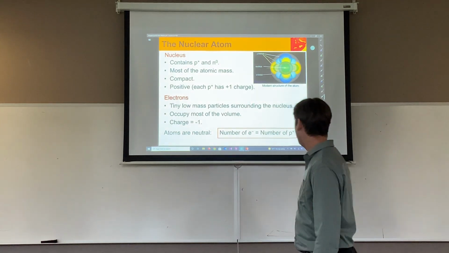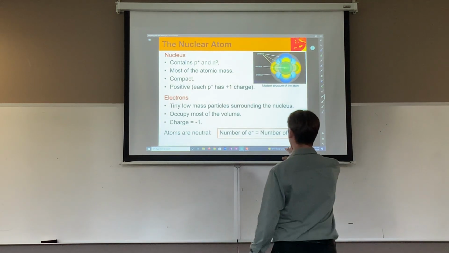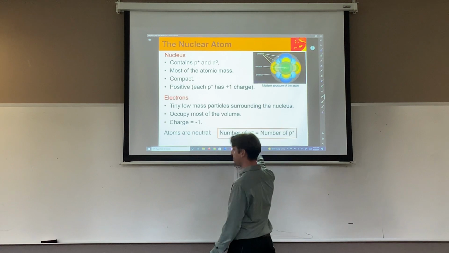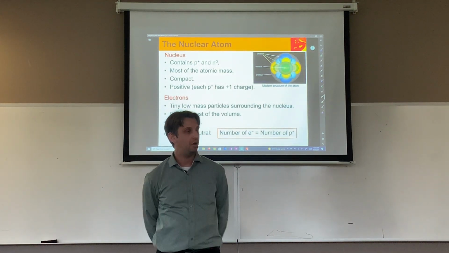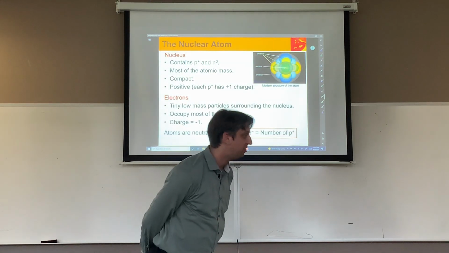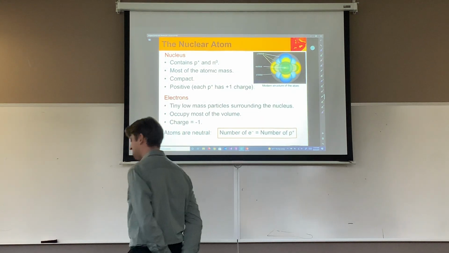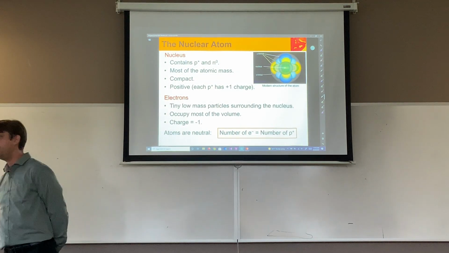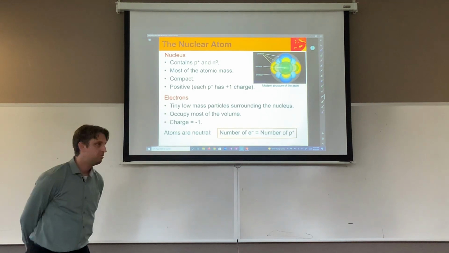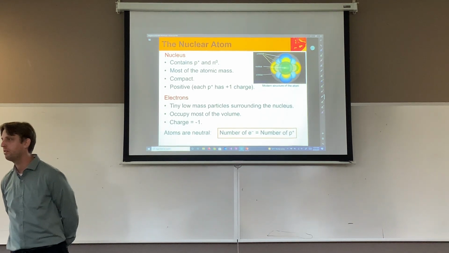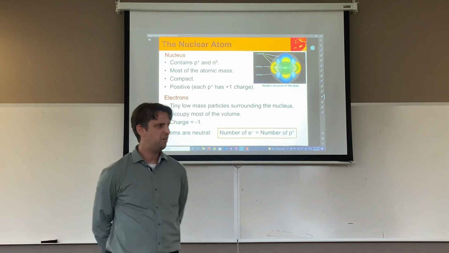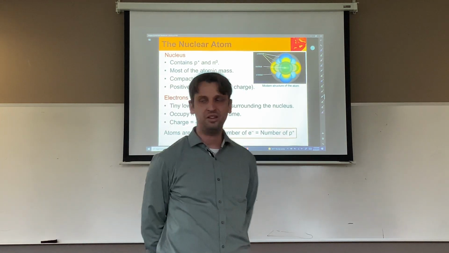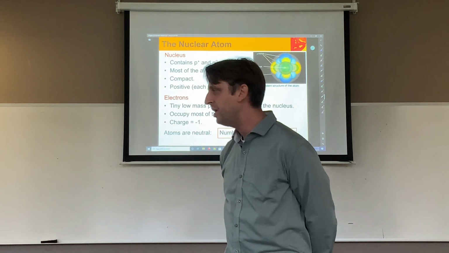Sound good? Important things, atoms are neutral, that means electrons are equal to protons. Question, what makes up most of an atom itself? In fact, what makes up most of anything in itself? Do electrons take up a lot of space? No, they're kind of small little things, right? Does the nucleus take up a lot of space? No, it's kind of, as I just told you, compact and sitting in the middle there. What makes up most of an atom?